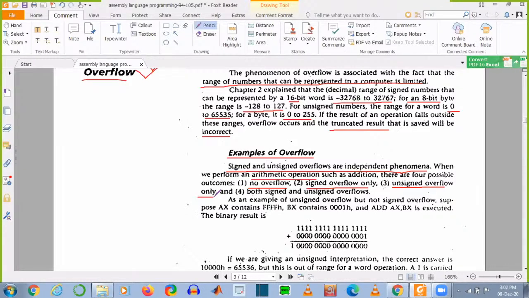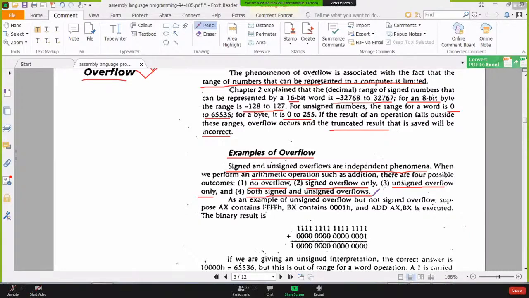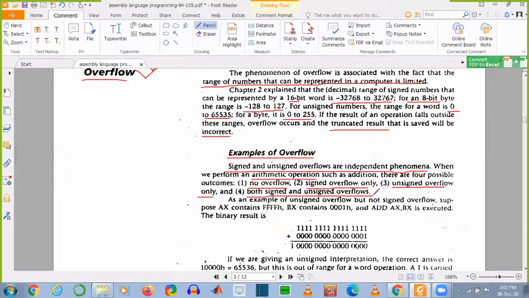So case number one, no overflow. Case number two, sign overflow only. Case number three, unsigned overflow only. And case number four says both sign and unsigned overflow. So when we perform an arithmetic operation, any kind of operation, whether it is addition, subtraction, multiplication, or division, there are four possibilities of overflow. First possibility, there is no overflow. Second possibility, there is only sign overflow. Third possibility, there is only unsigned overflow. And fourth possibility, your result may have both sign and unsigned overflow. That is the most complex one.